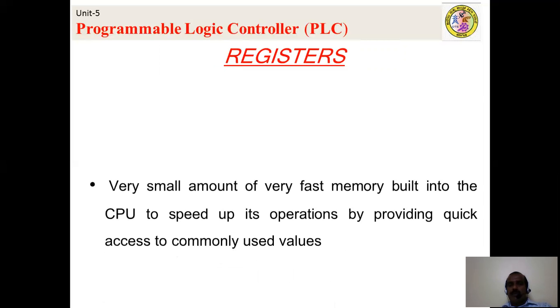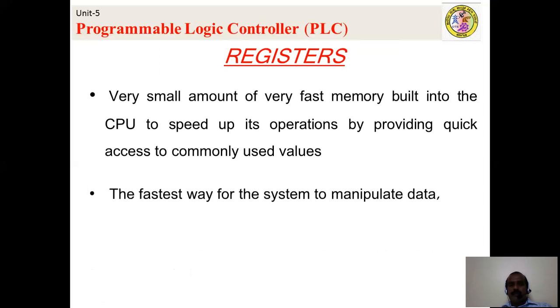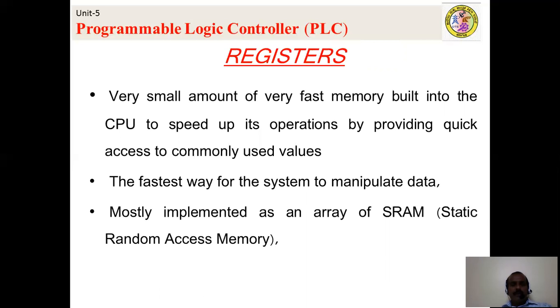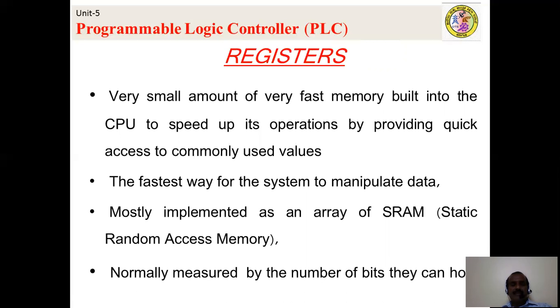The next type of memory is the registers. Registers are a very small amount of very fast memory which are built in the CPU to speed up the operations by providing quick access to commonly used values. It is the fastest way for the system to manipulate the data. It is implemented as an array of SRAM, or static random access memory, normally measured by the number of bits they can hold.